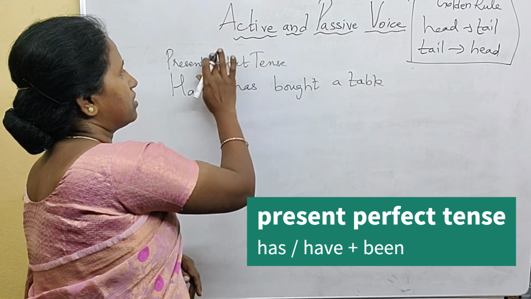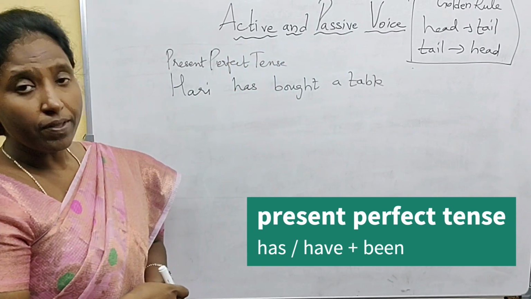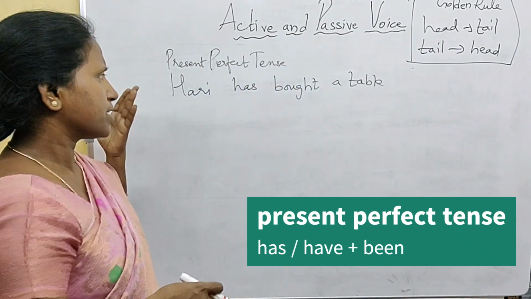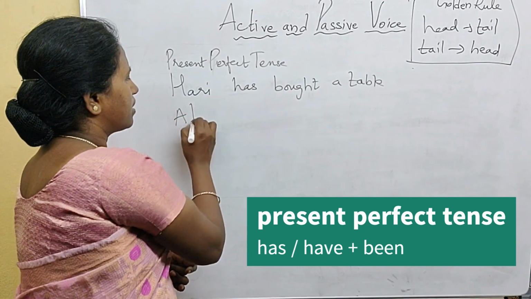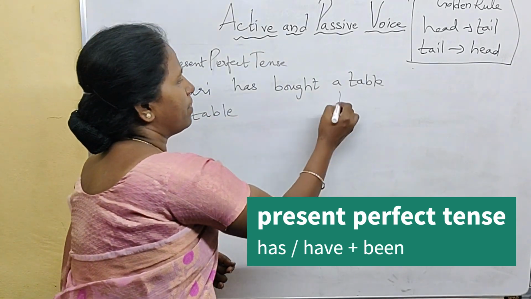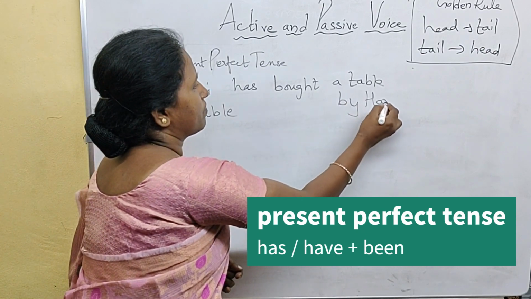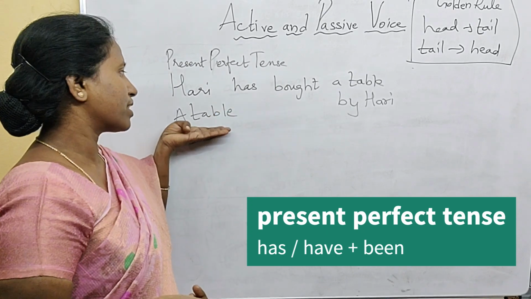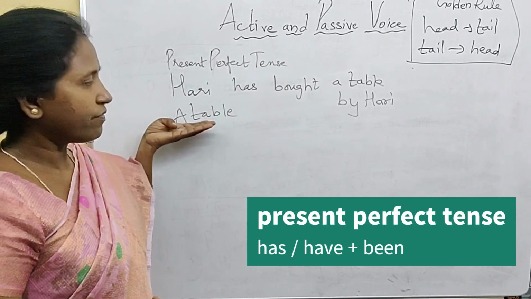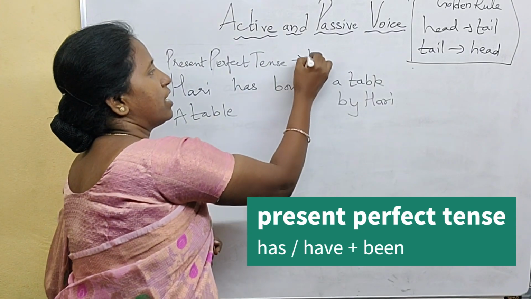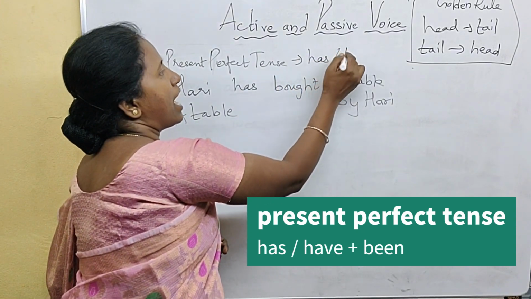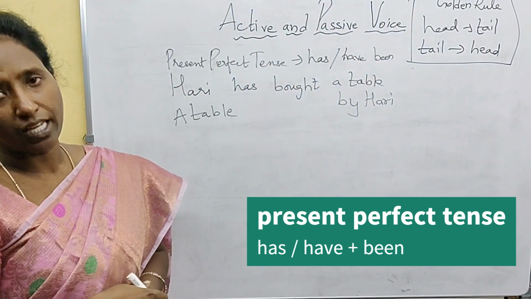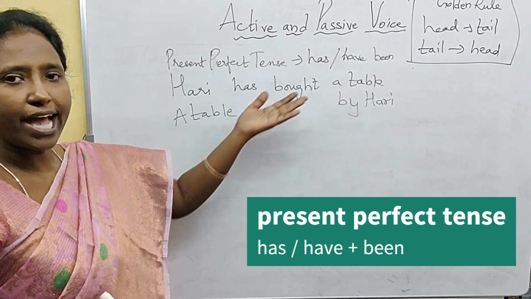Okay. So when the sentence is in present perfect tense, as usual, the tail becomes the head and the head becomes the tail. A table by Hari. Okay. Now what to do? Yes. Now look whether this is singular or plural. If it is singular, you will use has. If it is plural, you will use have. Has or have. And the next attachment is been. Okay. Has been or have been.